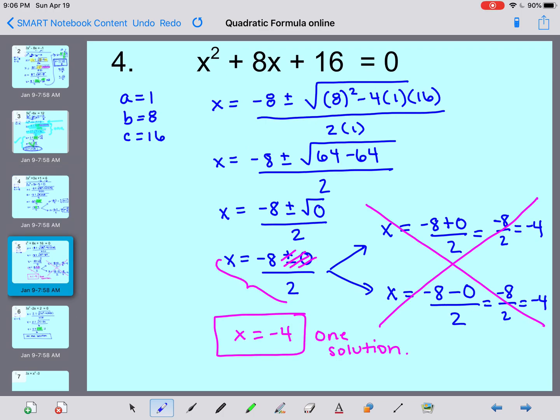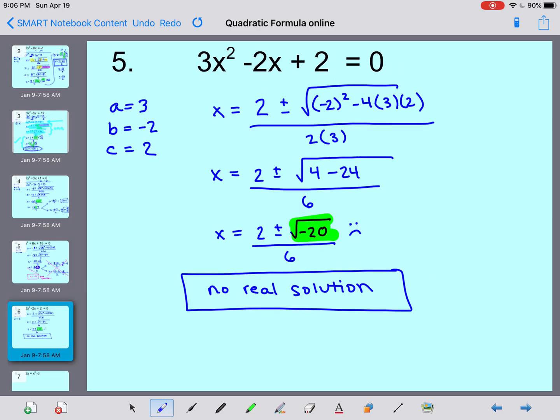On number 4, we only got 1 solution. And that 1 solution happened because we ended up with a 0 under the radical. And when we get a negative number under the radical, then there's no real solution. Okay, we're going to talk about this in more detail on Thursday.